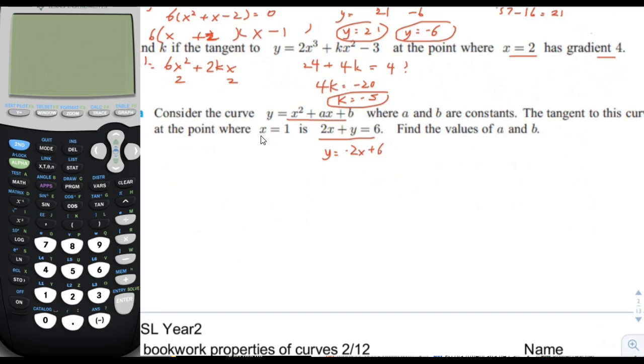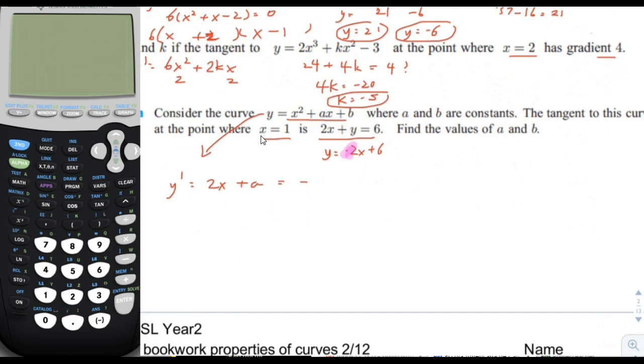If you remember, in gradient-intercept form, the number that's multiplied times x is the gradient. So the gradient of the tangent is negative 2 at x equals 1. So we know that the derivative at x equals 1 is negative 2. So let's find the derivative of this. Are you noticing a pattern here? We're always finding the derivative of the function. Okay, when in doubt, take the derivative.